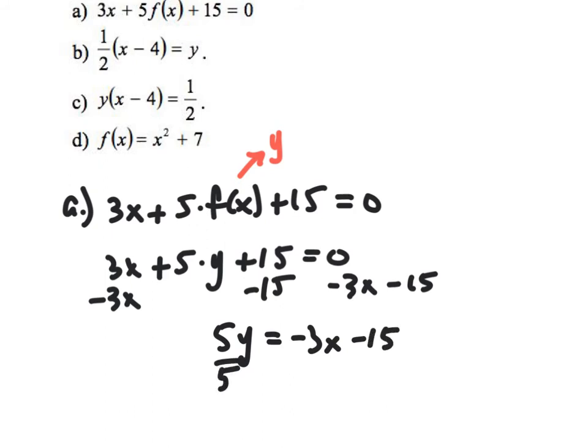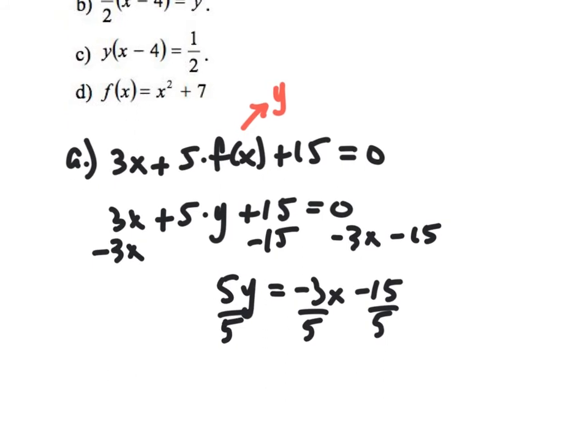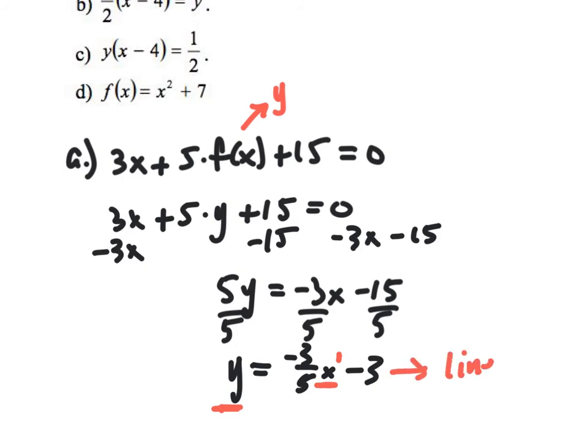Now if I divide both sides by 5, I end up getting that y is equal to negative 3/5 x minus 3. Now what I'm looking for is that I have y is equal to some number with an x in it, and x is raised to the first power. That means that this is linear. Okay? Now if I want to find my slope m, then I'm just going to look at this, and it's going to give me negative 3/5, and that's it. Okay, so that's what we're doing.